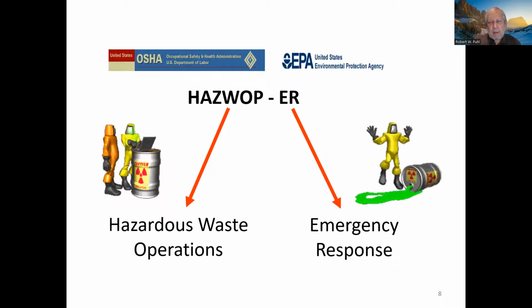HazWOPER is kind of a combination of words: hazardous waste operations, and then they threw emergency response on the end. So that's what HazWOPER means. It's a combination of OSHA, and that's 29 CFR 1910.120, a huge, huge regulation, and ER, emergency response, and that comes from the EPA end of things, the Environmental Protection Agency.